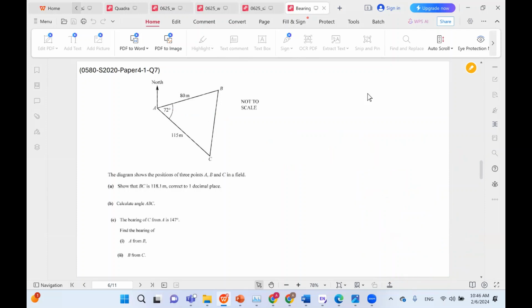Next, we want to calculate angle ABC. So let's put theta at angle B here. And we know that this is 118.1, as they told us in question A. We want to find theta, so we use the sine rule. We have opposites here and we have opposites here. So we simply write 118.1 over sine 72 equals 115 over sine theta.